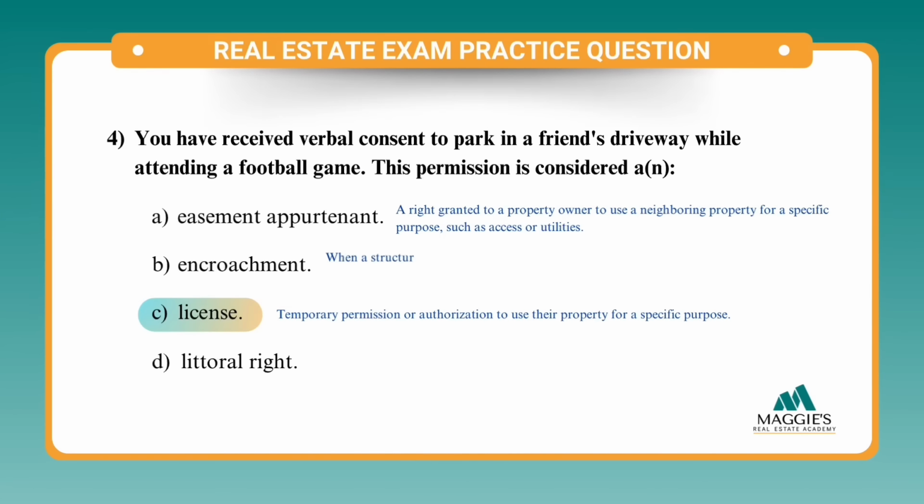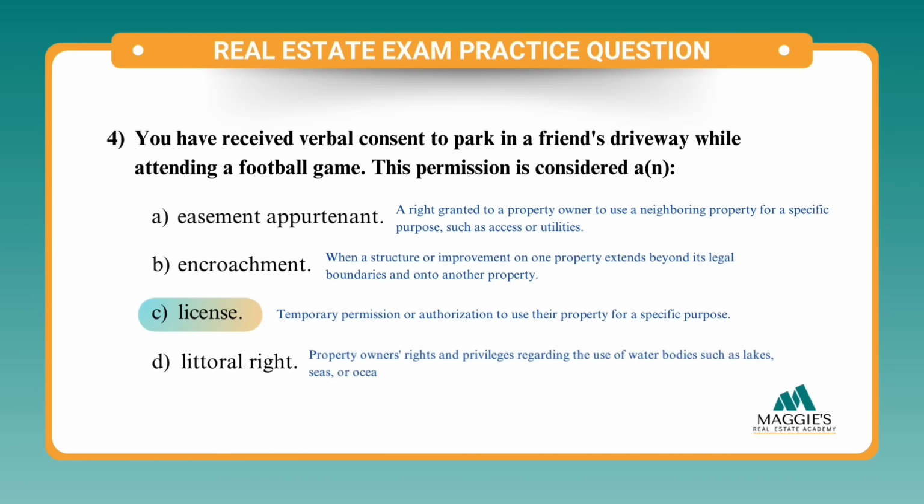Remember, an encroachment occurs when a structure or improvement on one property extends beyond its legal boundaries and onto another property. And D, littoral right. Littoral rights pertain to property owners' rights and privileges regarding the use of water bodies like lakes, seas, or oceans.